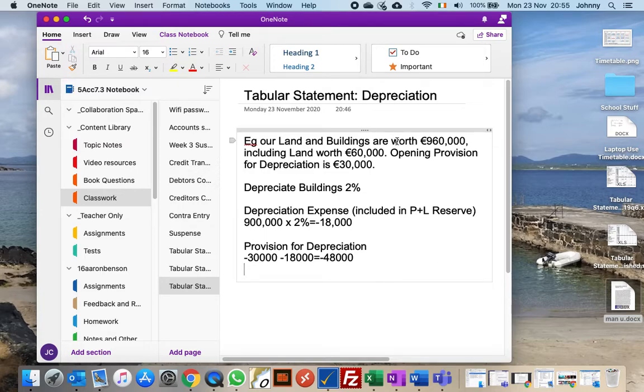So in my balance sheet, I'll have 960 for land and buildings. I'll have a minus in my profit and loss reserve of 18, and I'll have a provision for depreciation. The figure now is minus 48. The figure that I'm actually going to put in here is the 18,000. This is what goes into the monthly transactions. Minus 18,000 in the provision and minus 18,000 in the depreciation expense.